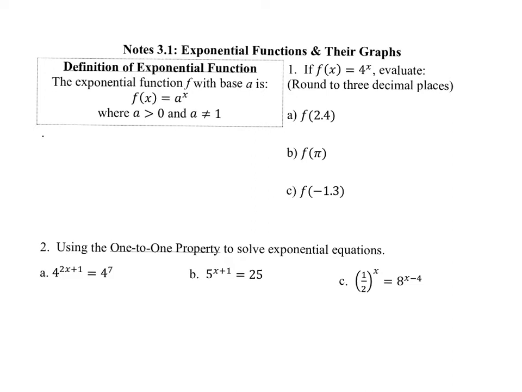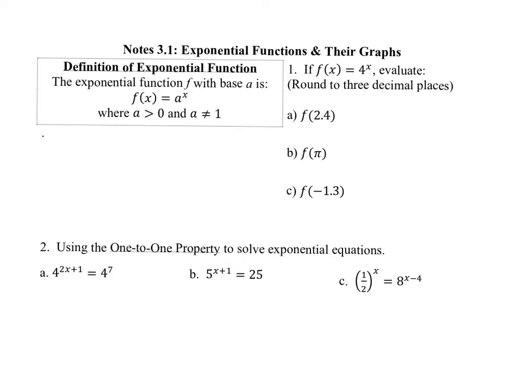A does need to be greater than 0. If this were negative, then the values would fluctuate up and down and would go crazy. A should not equal 1, and that's because 1 to the x will always equal 1, which will end up being a constant function. Okay, so to the right is example 1.